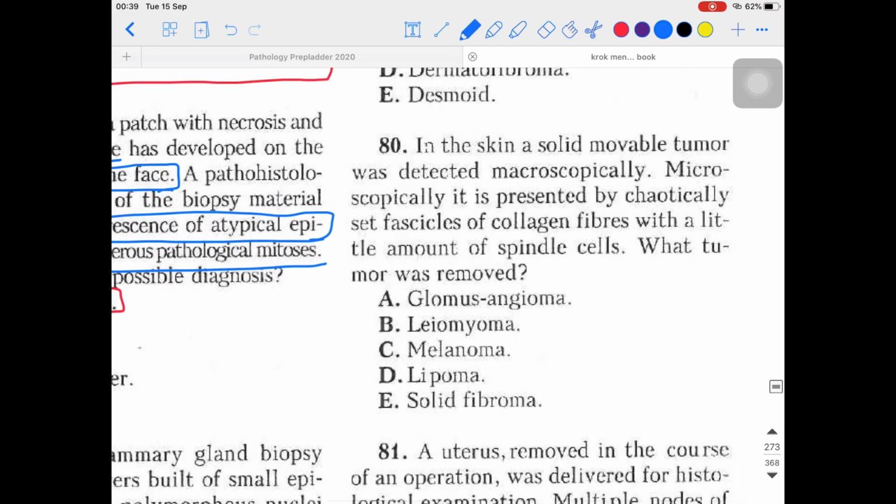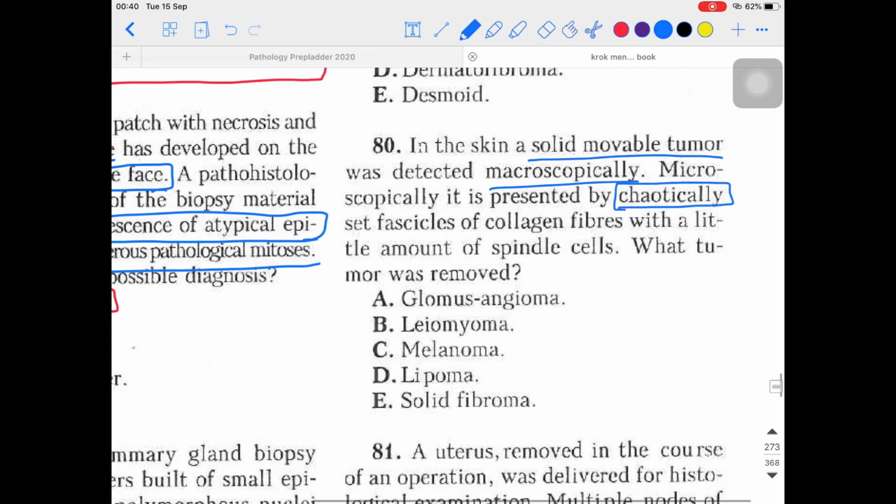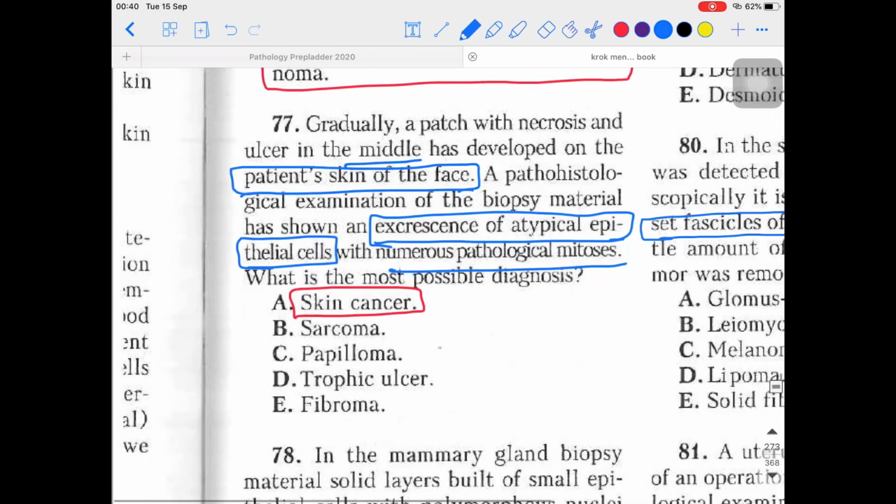In the skin, a soft movable tumor was detected macroscopically. Microscopically, what they said, chaotically arranged, guys. Again guys, they are talking about the chaotically set fascicles of collagen fibers. Again they are talking about the fibroma, and you know they said that solid movable tumor. In the previous question also they clearly mentioned that that was the movable tumor, isn't it?